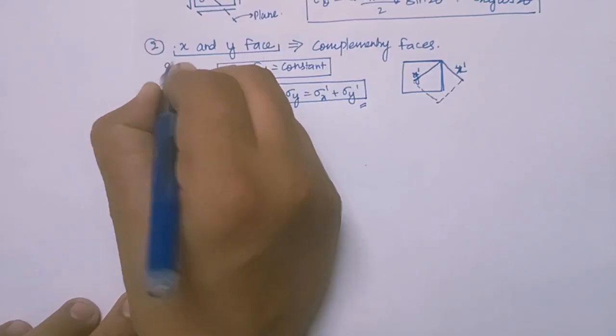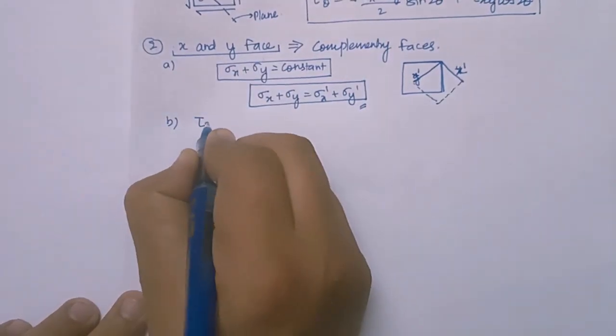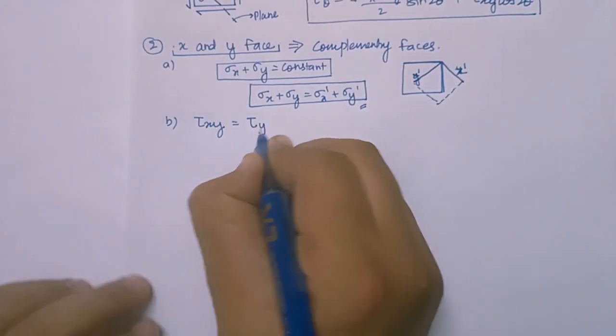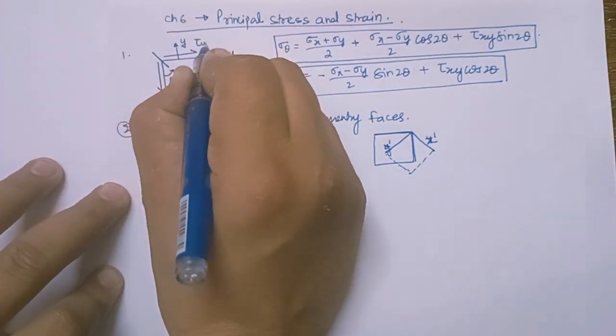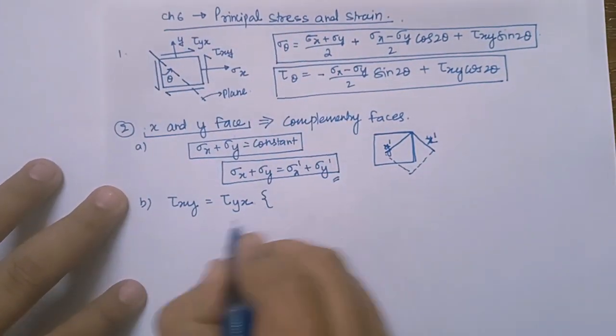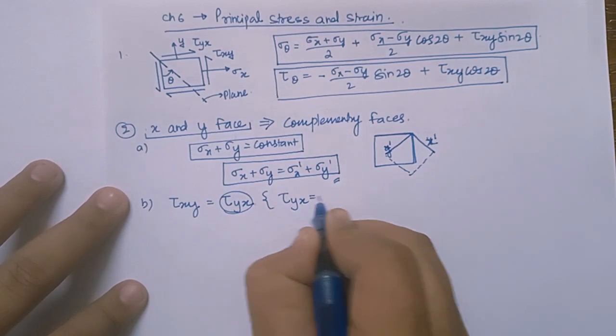And in this you should know one more thing, that tau xy will be equal to tau yx. Here you can see tau xy and this is tau yx, so they are equal to each other in magnitude, and the value of tau yx is minus tau xy.